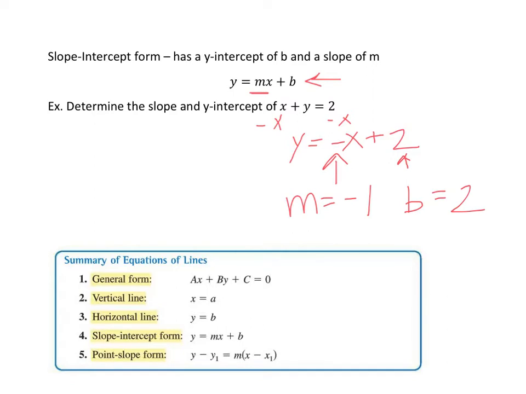Below is a summary table for the different forms a line can take. The only one we haven't talked about is the general form. That's when you want your x term, your y term, your constant, all on the left side equal to 0. A vertical line is always x equals a number. A horizontal line is always y equals a number. And of course, slope-intercept form and point-slope form.